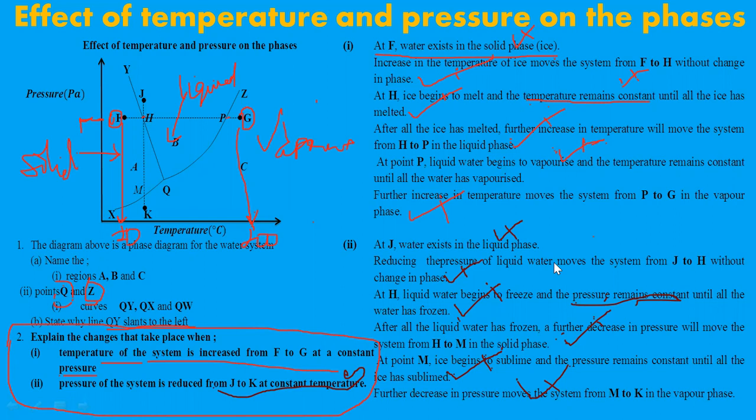Increasing the pressure moves the system to the solid phase. No, it moves the system from K to M. This is how you begin. We said at K, water exists as a vapor, right? Are you getting me, Shamira? So increase in pressure moves the system from K to M in the vapor phase. Then you tell us what happens at M.